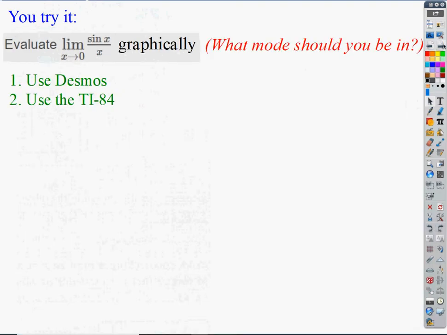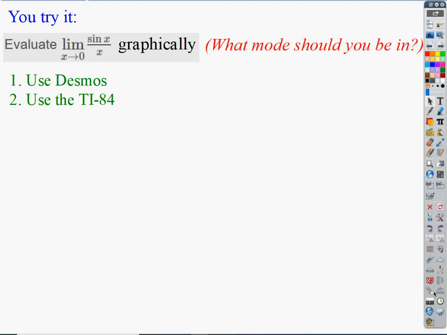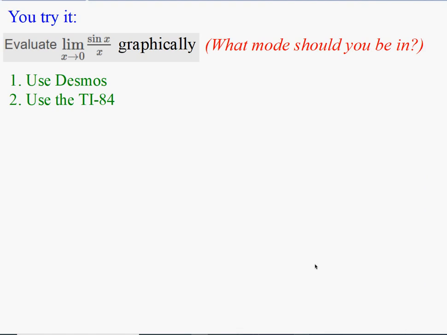We used Desmos today. Okay, let me show you briefly. I hope I still have this thing. If I don't have it now, I'll show you tomorrow. Yeah, they took it away. So I'll show you tomorrow how you can do this on your TI-84 numerically. But for now, just use Desmos.